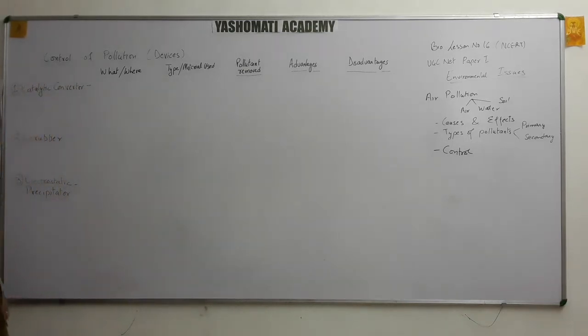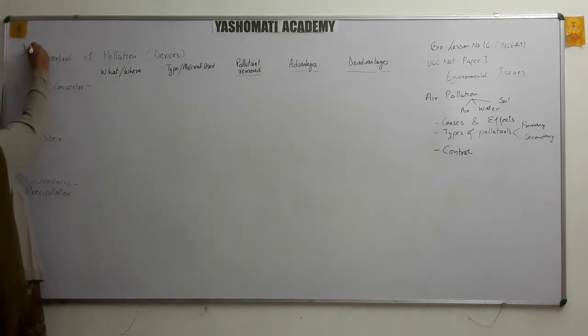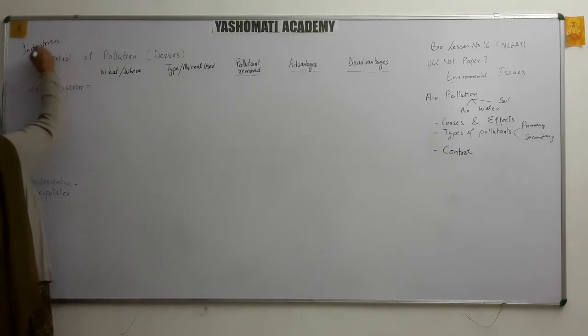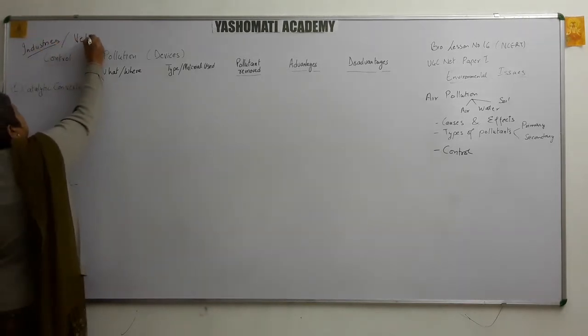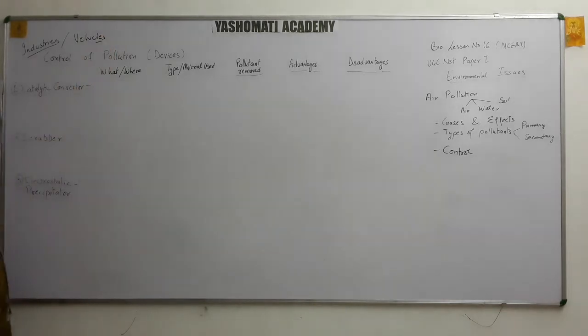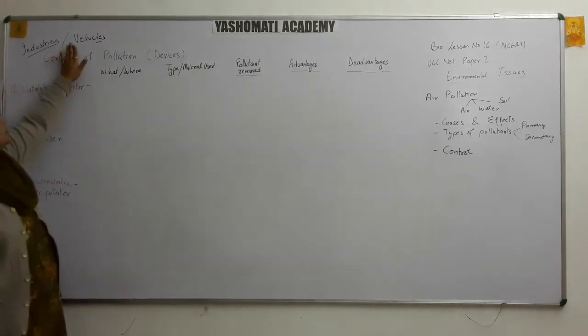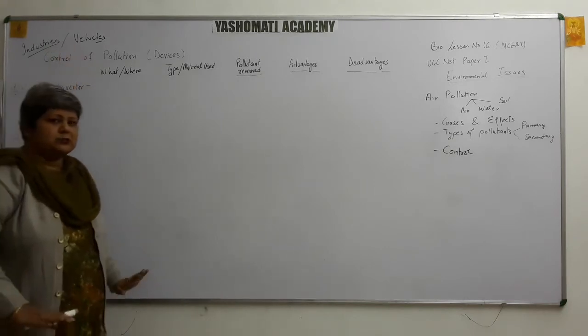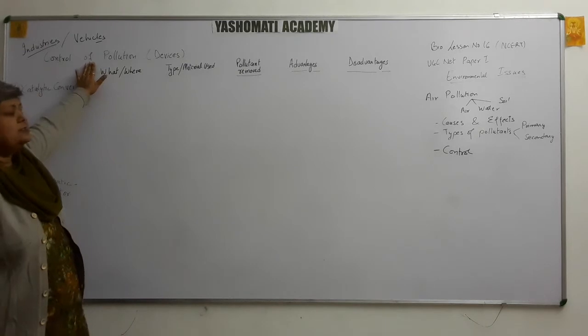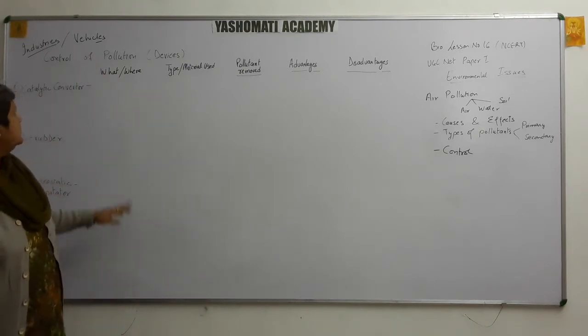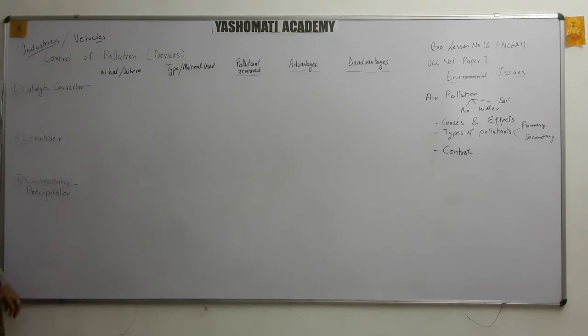Before that we should revise what the causes of pollution are. The main important sources from where pollution is caused are industries and vehicles. So, if these are the main causes, we will have to see how we can check the pollution coming out of these. For the control of pollution from these two main sources, there are different devices which are used. These are the three main devices which are discussed in your book. They are the catalytic converter, scrubber and electrostatic precipitator.